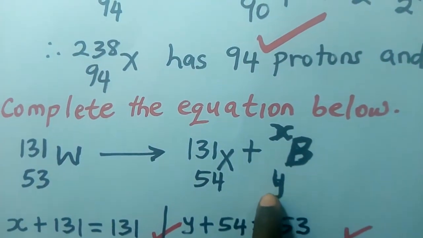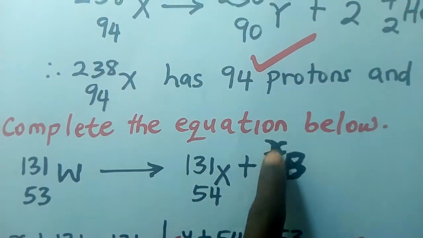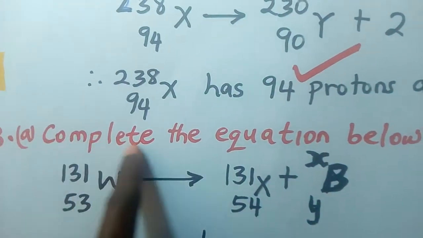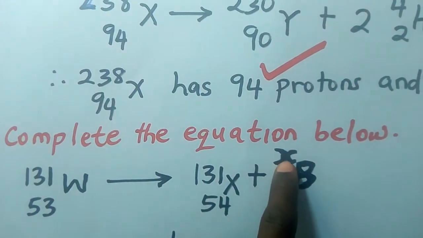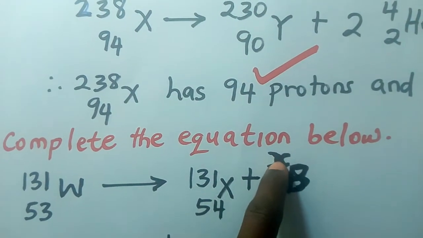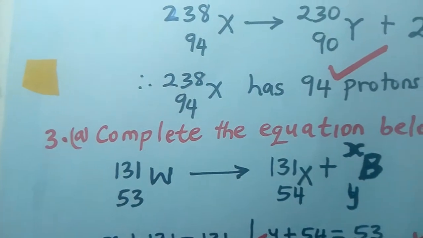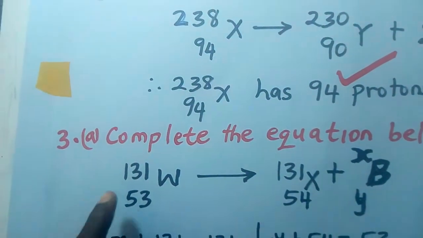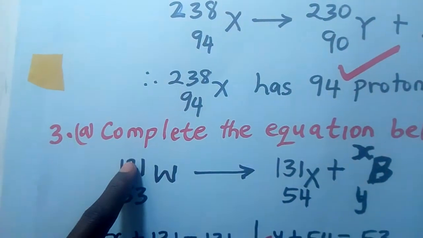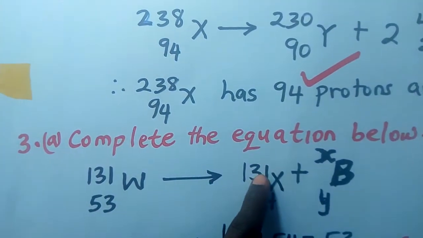And we are supposed to, this atomic number is Y, mass number is X. And the equation is complete the equation. So we first need to understand what is the value of X and Y. Then we can complete the equation. As usual, let us look at the mass numbers. Here we have only 131. Here we have 131 and X.